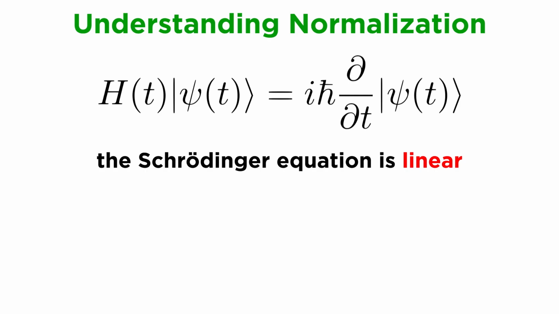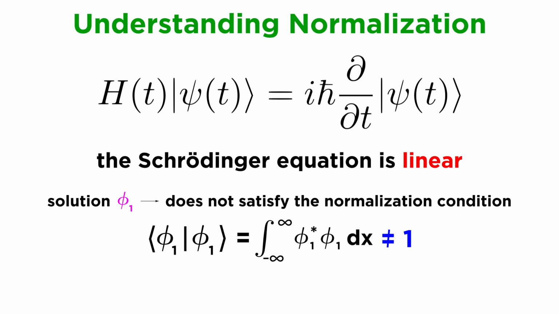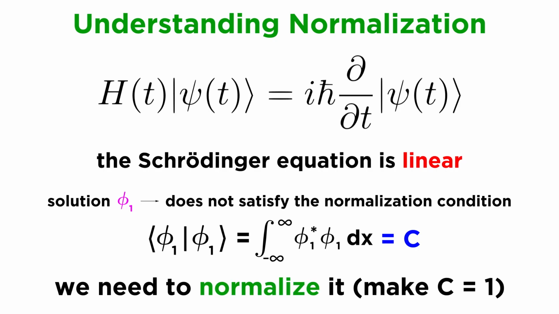It is the case that the Schrödinger equation is linear, which means that in finding a solution for this equation, if we arrive at a wave function phi1 that doesn't satisfy the normalization condition, that is, the inner product of the wave function with itself does not equal 1, but rather equals some constant c that is not equal to 1, then we need to normalize it. We need to find a way to make c equal to 1.